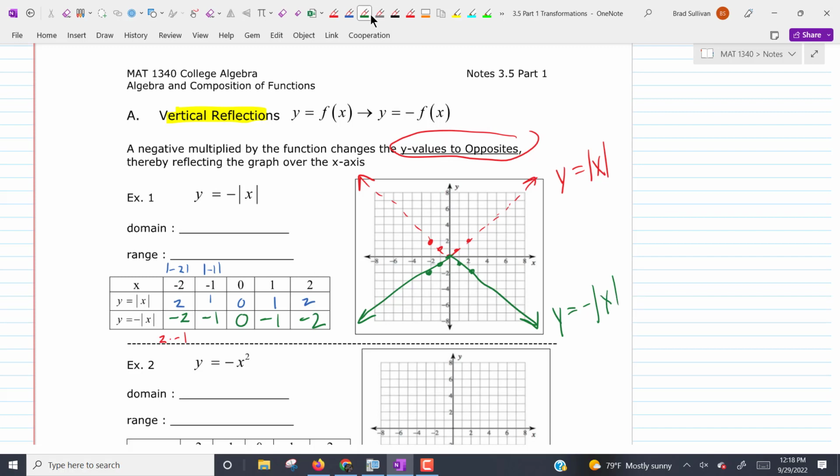Whenever you're doing this kind of transformation, this is the easiest transformation students learn. It takes a graph and flips it over the x-axis. It's because the y values go to opposites.